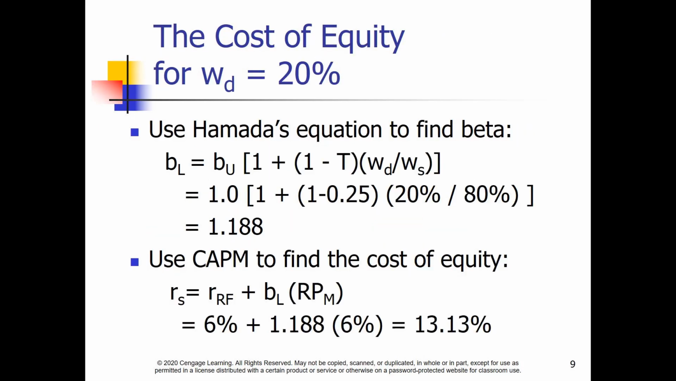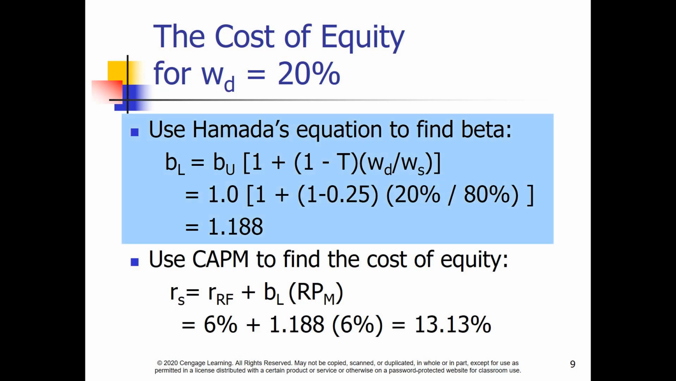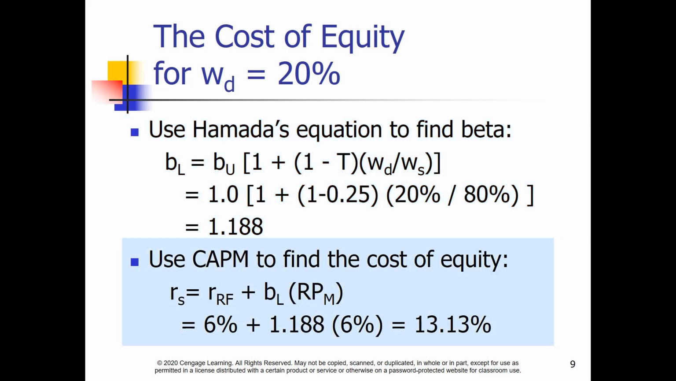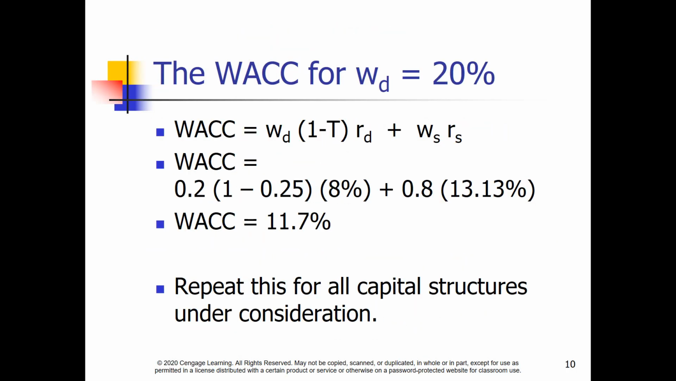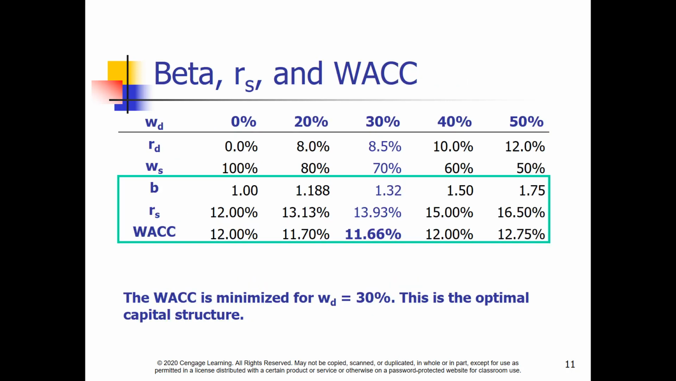Applying Hamada's formula and using a 20% debt level, we find Pizza Palace's beta rises from 1 to 1.188. This leads to a new cost of levered equity of 13.13 versus the unlevered cost of 12. Using the 20% debt level, the new cost of levered equity and the cost of debt at a 20% level yields a cost of capital of 11.7. On the next slide, we'll see the results of repeating these calculations for all the debt levels Pizza Palace is considering. The optimal debt level for Pizza Palace is found where the weighted average cost of capital is minimized, which is at the 30% debt level.